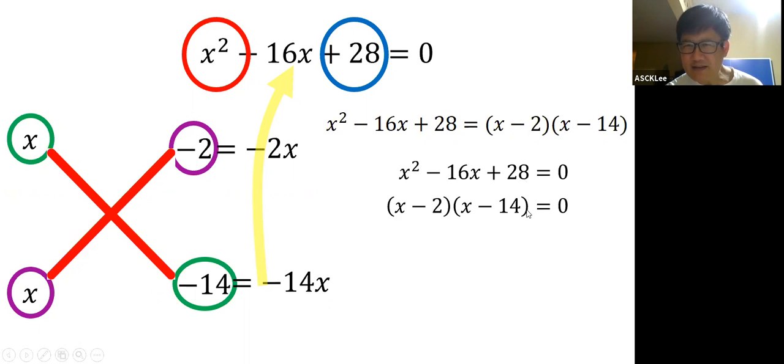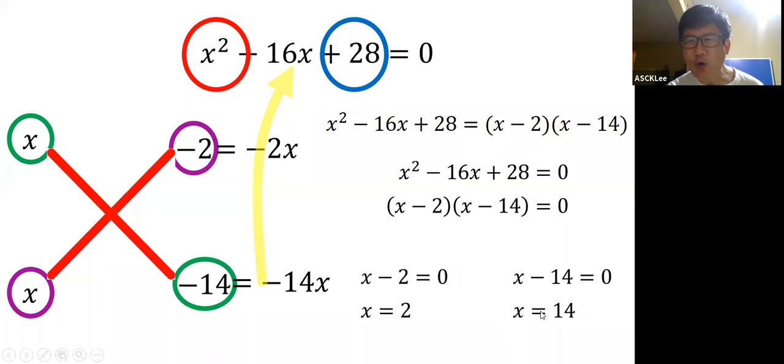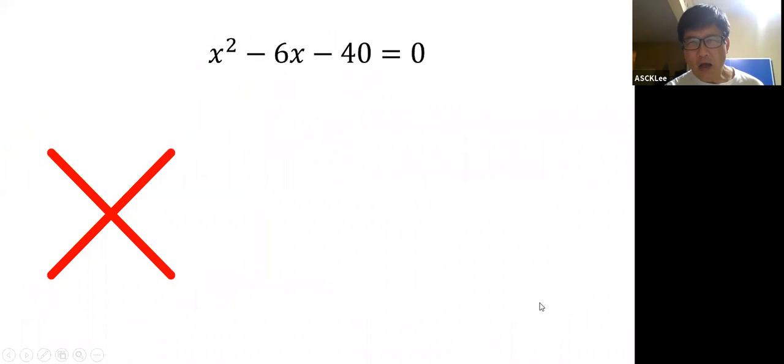Replace them with your factors, and apply the zero product property, which is x minus 2 equals 0. Therefore, x equals 2. x minus 14 equals 0, and therefore x equals 14. Okay, more questions. And this is another set of questions.